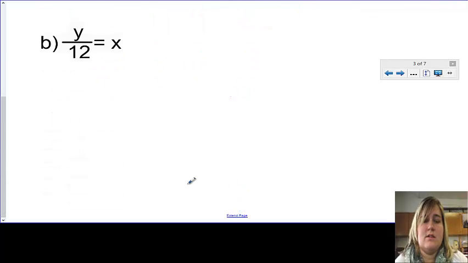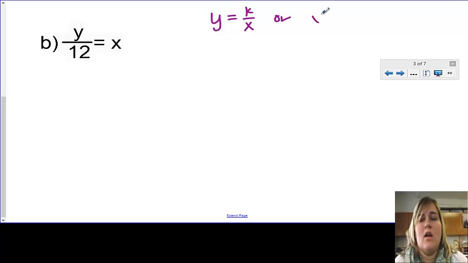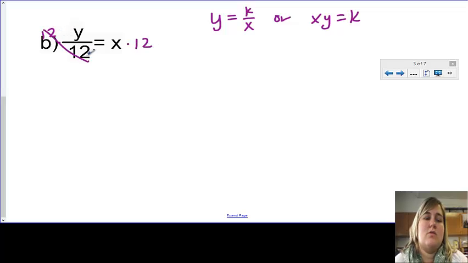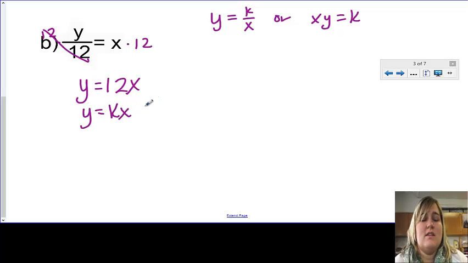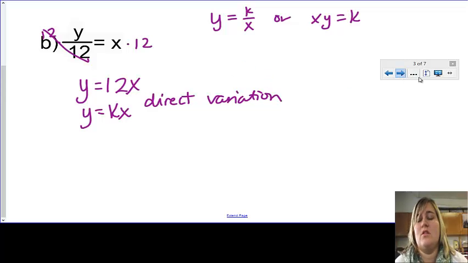On B, same thing. I want to see if I can get it in the form of y equals k over x, or xy equals k. To get y by itself here, I'm going to multiply by 12 on both sides. The 12s will cancel, so I'm left with y equals 12x. Is this inverse variation? I hope that you're thinking no. This is a type of variation. Notice that I have y equals a constant times x, or y equals kx. This would be direct variation. So not inverse variation, but it is direct variation.